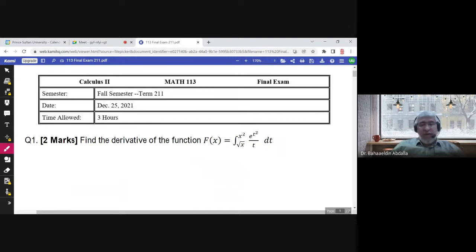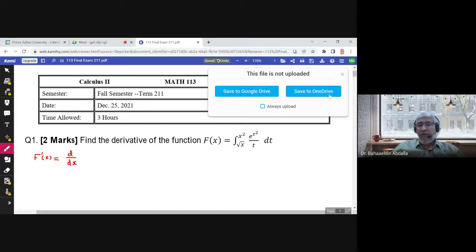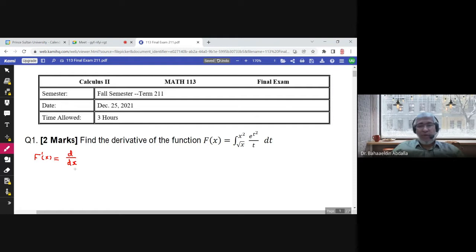First question, find the derivative of this function. Well, this is an integral and we need to find its derivative. And we studied the derivative of an integral when we studied the fundamental theorem of calculus, part 1, in section 5.3. So we find the derivative, and here we have a function, and here another function, and here e^(t^2)/t dt.